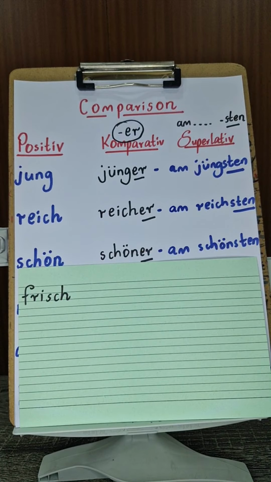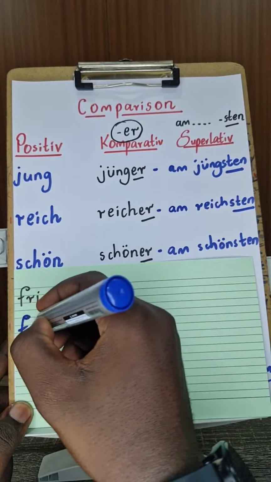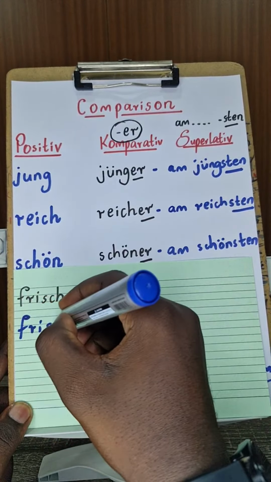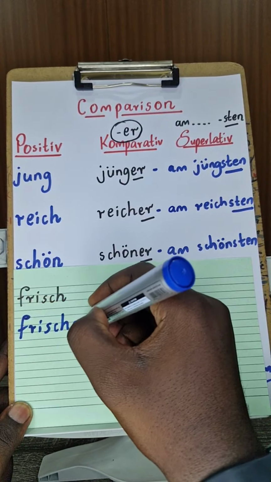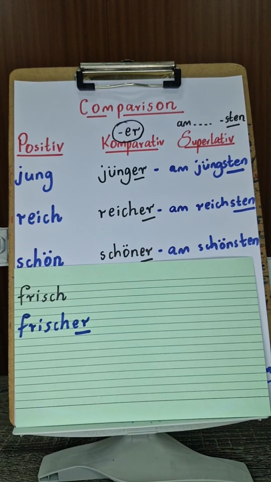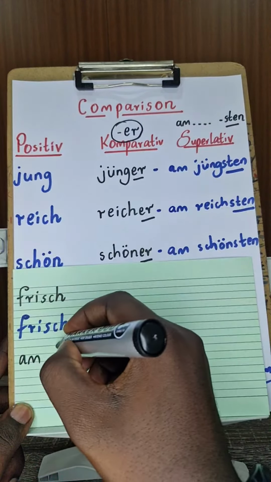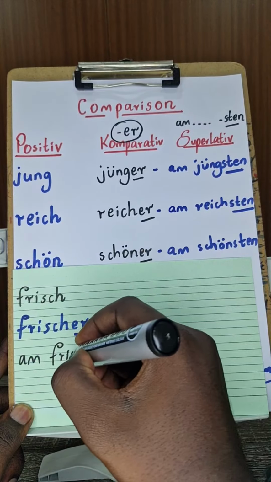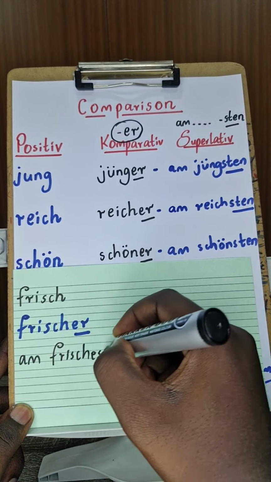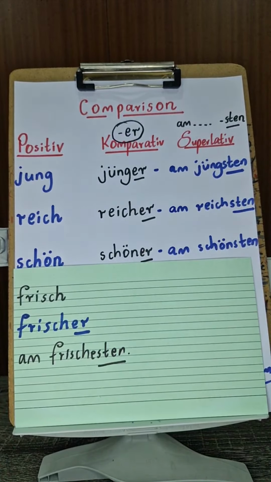Now here again, you do the same thing. You just add the ending er in the comparative. Frisch now becomes frischer. And then freshest: am frischesten. Am frischesten.